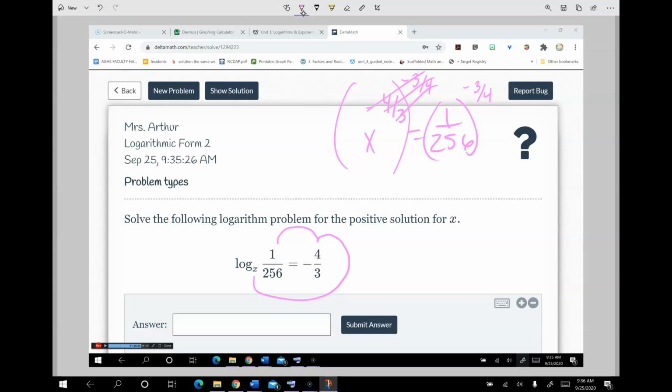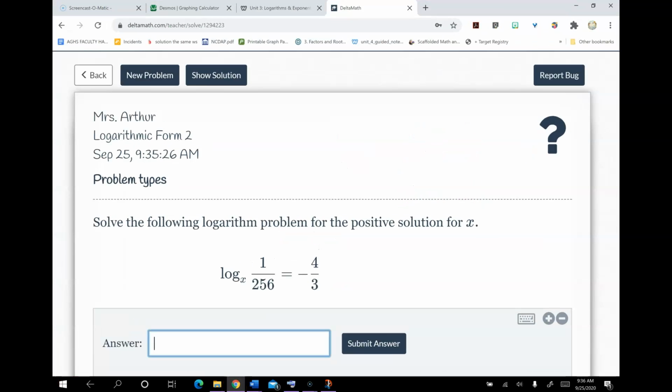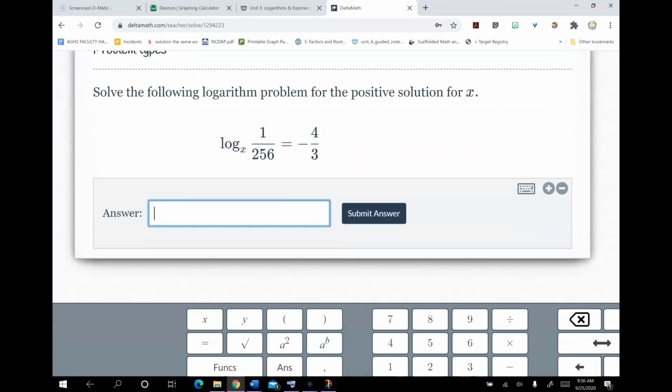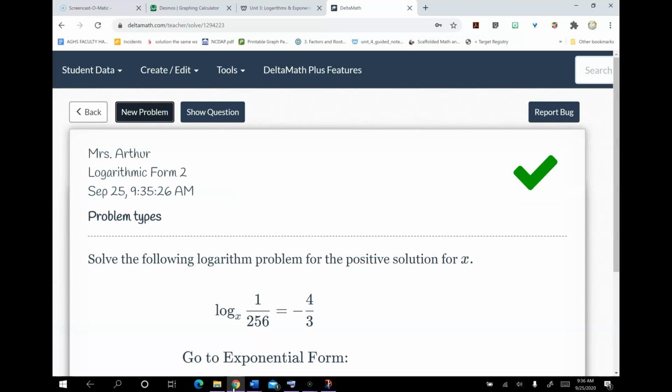It cancels out over here, so x becomes by itself. And I'm going to type in my calculator or Desmos 1 divided by 256, and raise it to the negative 3/4 power. And I get x to be 64. Thank God for calculators, because that would have really hurt to do in your head. So 64 is my answer. Let's type it in. 64. Go for it. All right, we're good.